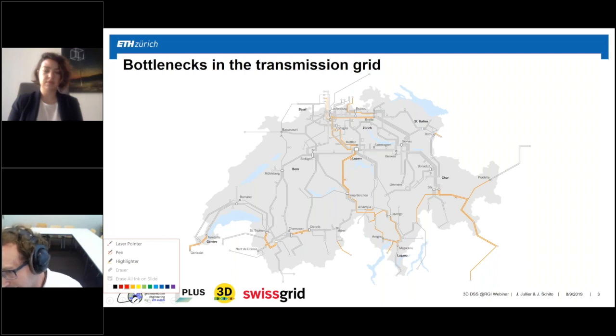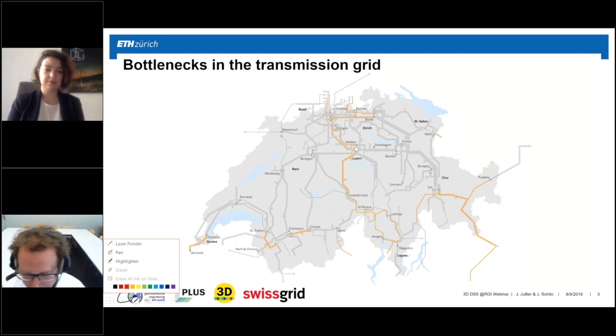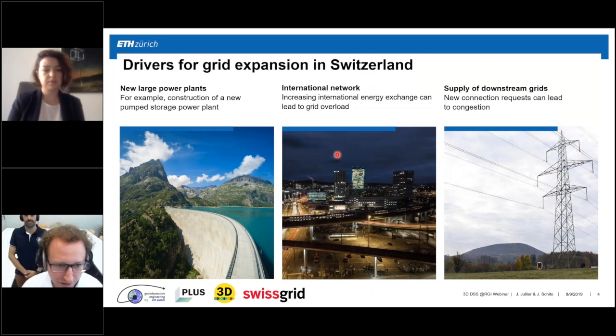Now we have to expand the grid, and if we look at the reasons or the drivers for grid expansion in Switzerland, we can identify three main drivers. The first driver is new large power plants, as for example the 900 megawatt pump storage Nant de Drance, also in the region of Valais, whose energy has to be transported as well to the regions in the north.